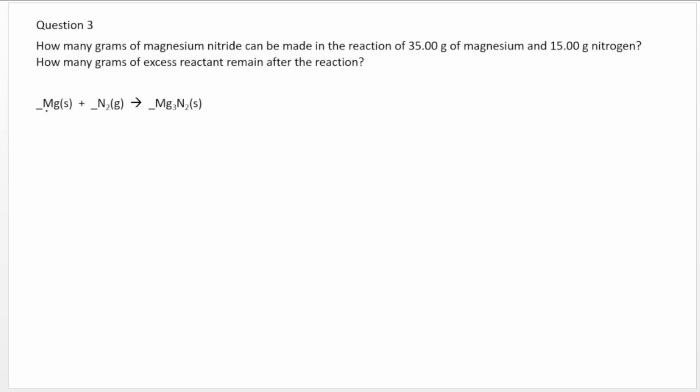Let's balance it first. 1 magnesium on the left, 3 on the right. We'll put a 3 there. Nitrogen, we have 2 of them on the left, 2 of them on the right. We're good.